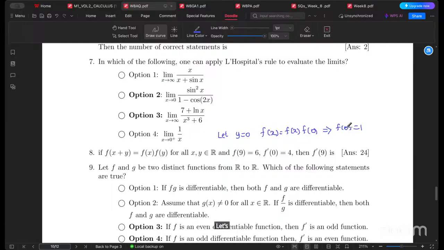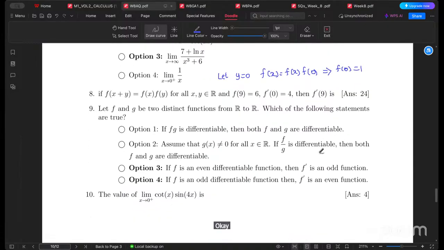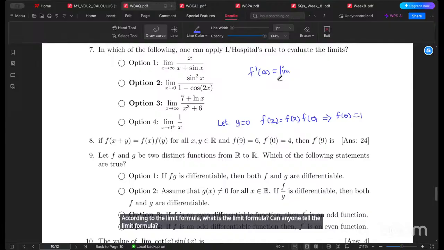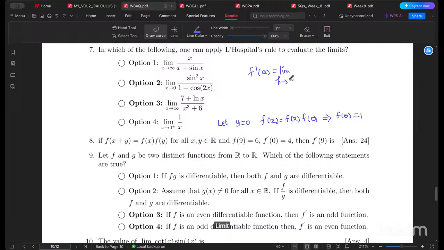Let's see again. Here we are asked to find the derivative of f at 0. So let's try to find f dash of a according to the limit formula. What is the limit formula? Can anyone tell? The limit as h tends to 0 of f of a plus h minus f of a upon h. Very good.